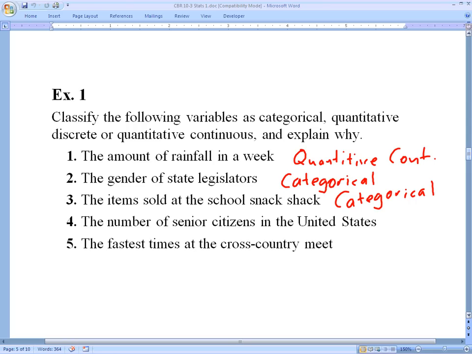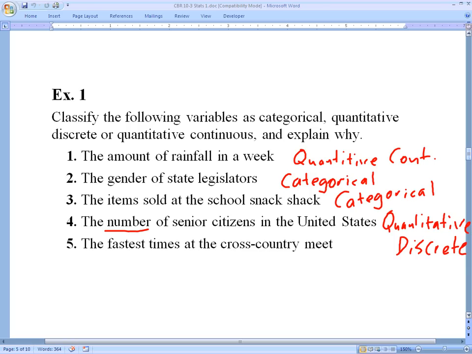All right, number 4, the number of senior citizens in the United States. Well, it already says number, so I know it's quantitative. And you can't have a part of a senior citizen. You would count each and every one of them, and it's a counting number for sure. So for a lot of reasons, this is discrete. Again, counting being the main reason.